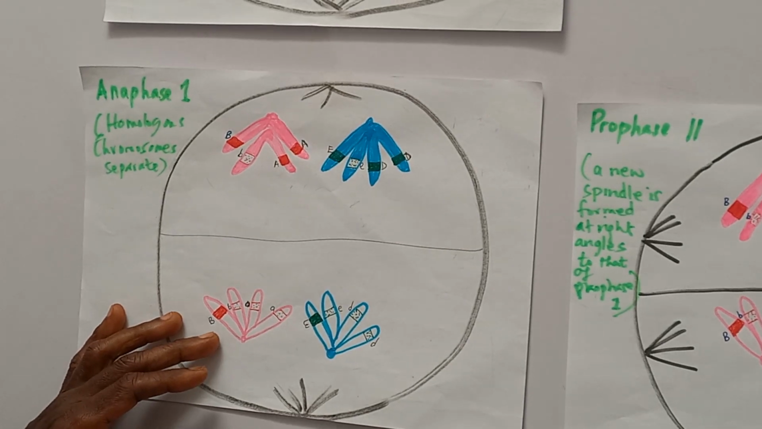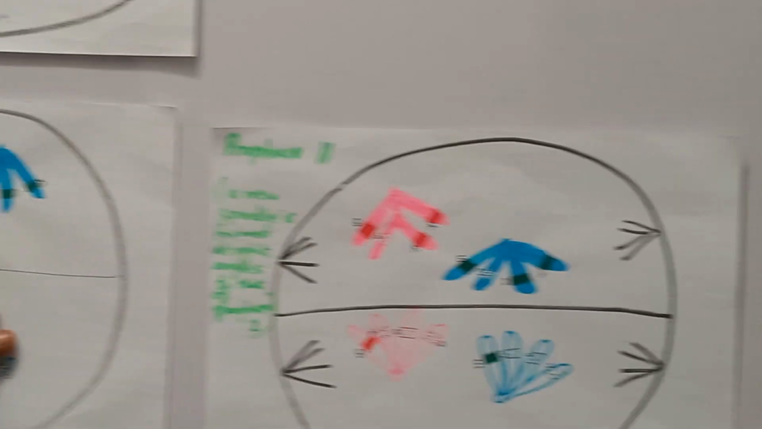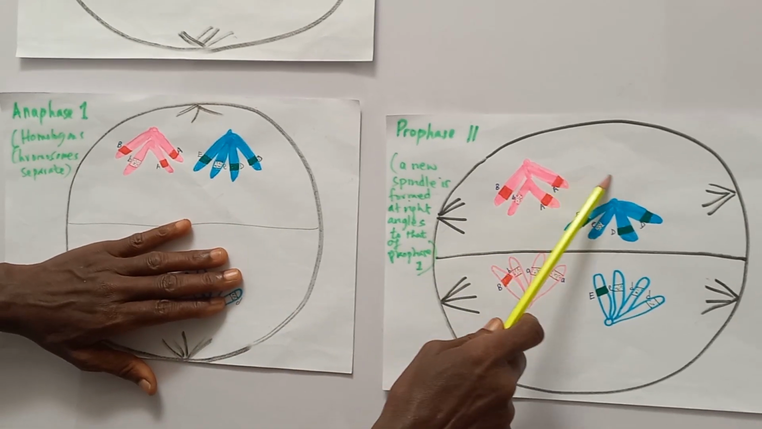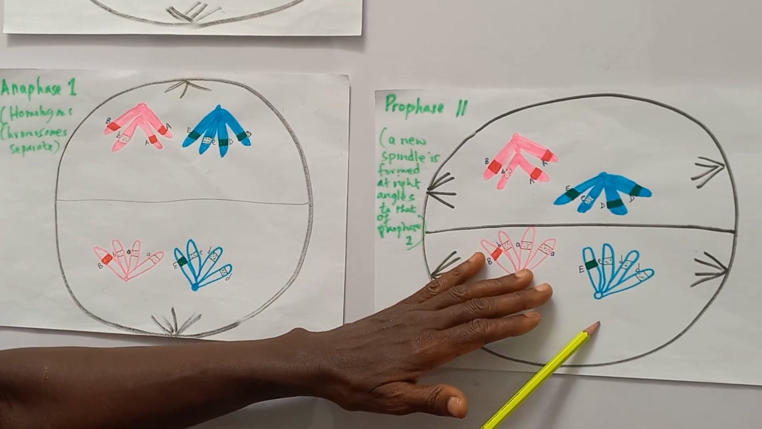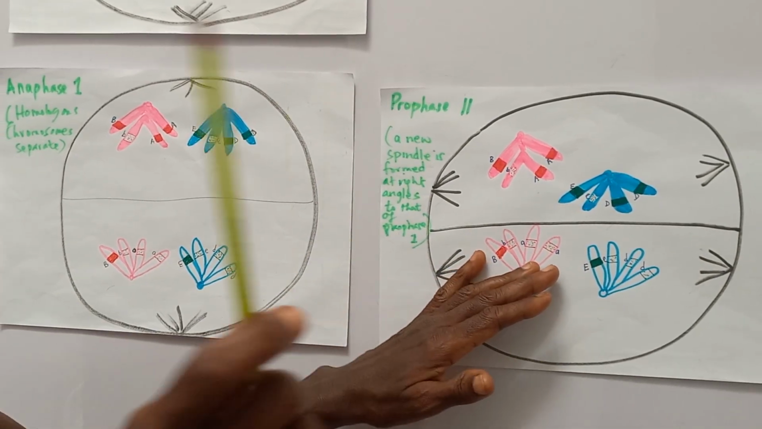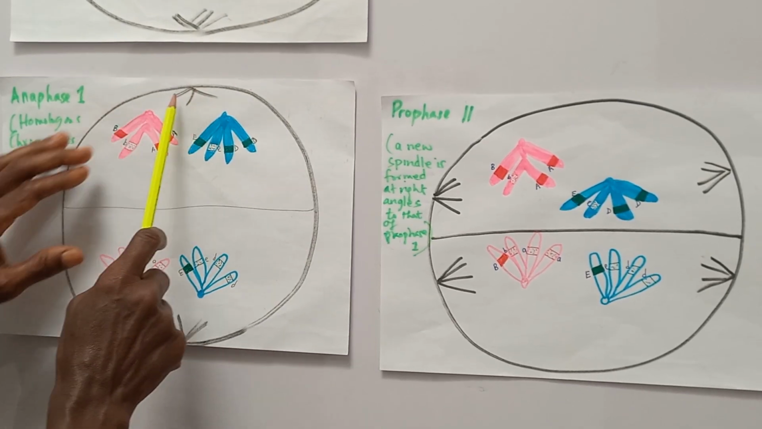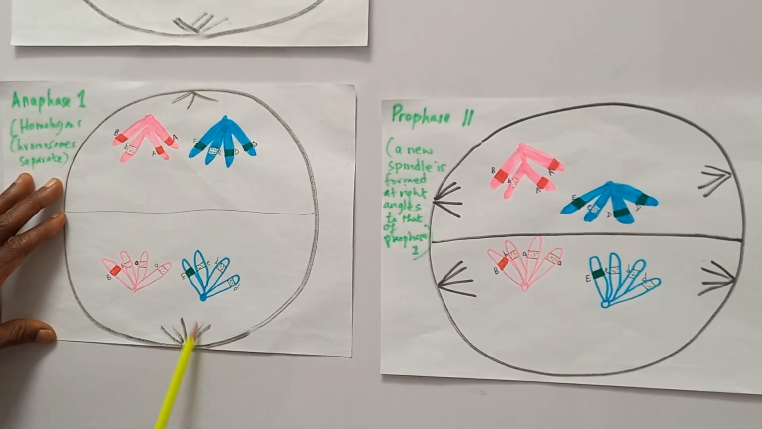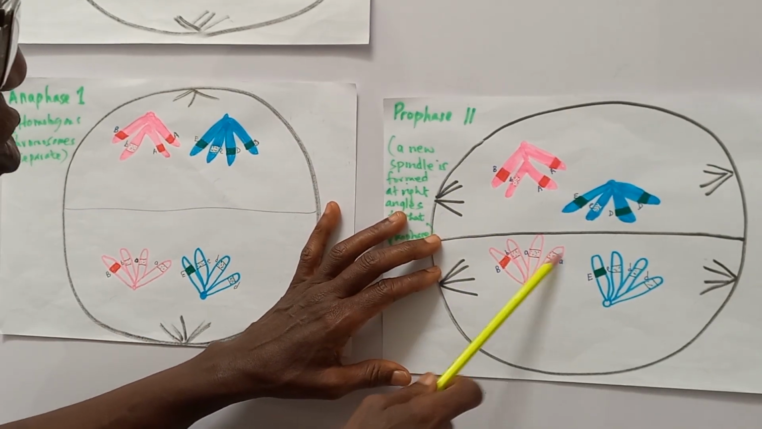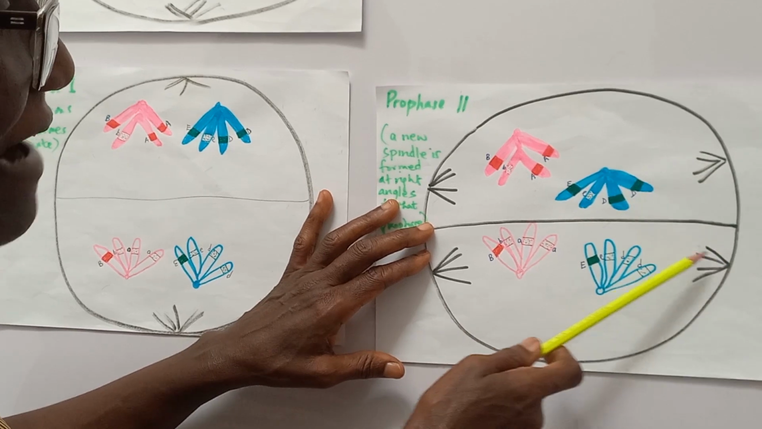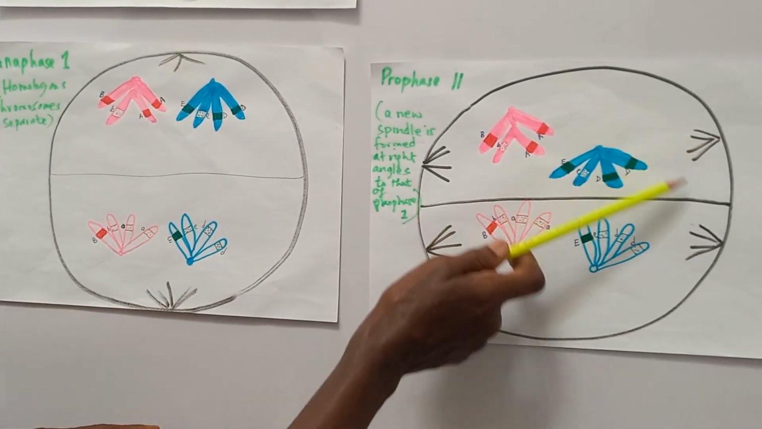Then we go to prophase 2. Prophase 2 is here. We see these chromosomes, they are in this cell, and these chromosomes are in this cell. And in prophase 2, look at the spindle in prophase 1 and meiosis 1. Look, this is the direction of the spindle. Now in meiosis 2, starting from prophase 2, the spindle is at right angles of the original spindle. So the spindle is at right angles.